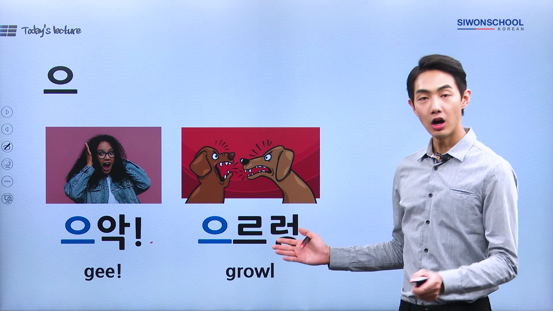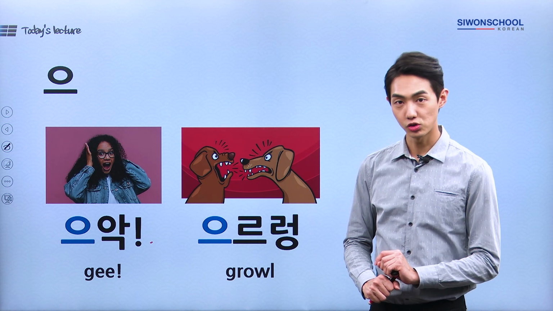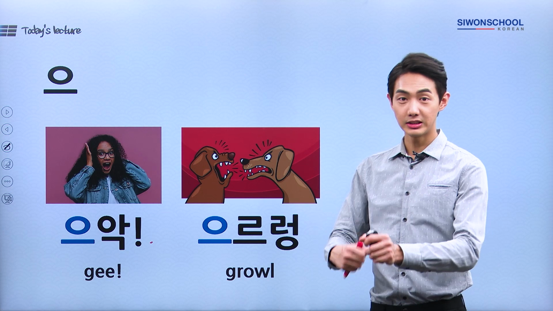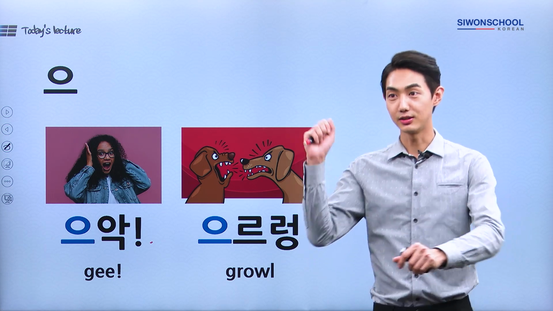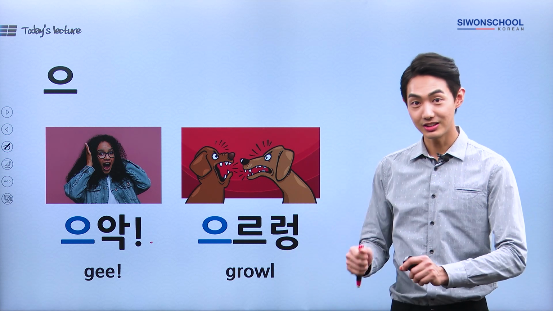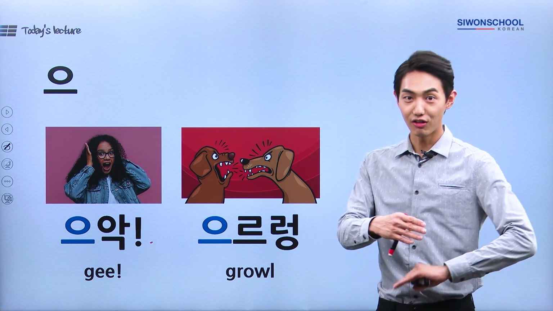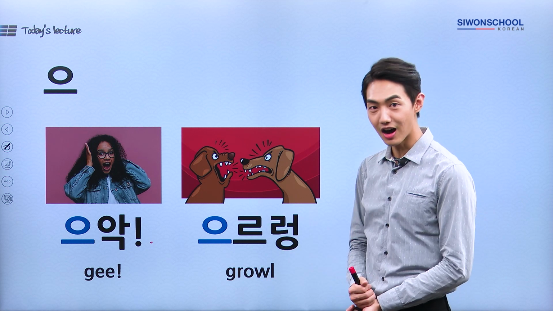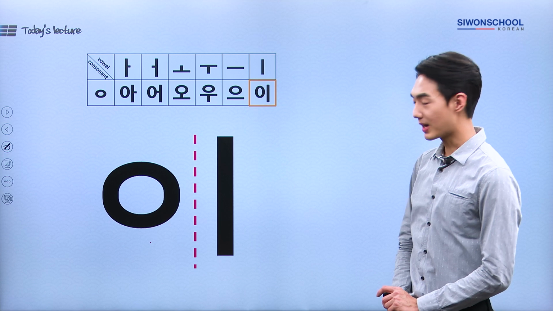으르렁. Oh, if you like Korean idols, there's actually a group called EXO. EXO has this song called 으르렁. I don't know the dance. It's been a while since I learned the dance. I think it goes like this, but I'm not really sure. But anyway, so it's 으르렁. You growl and growl at somebody. I'm not really sure. But anyway, 으르렁 and 으악. Okay? Next one is what?